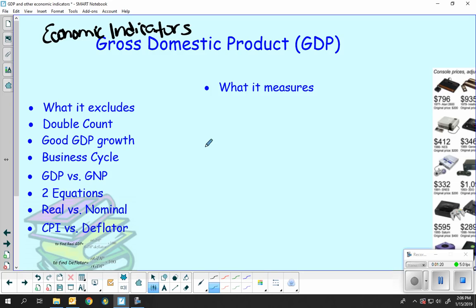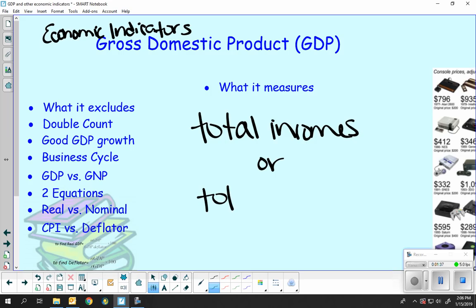Our GDP in the United States is the highest GDP in the world. It is basically if you add up either all of our total incomes of anyone working in the United States, or if you measure all the total spending. Total incomes and total spending, if you add up either of those, you're going to get GDP.